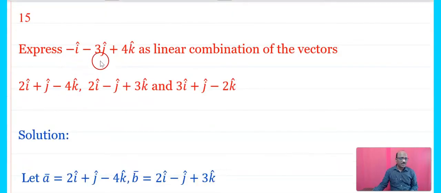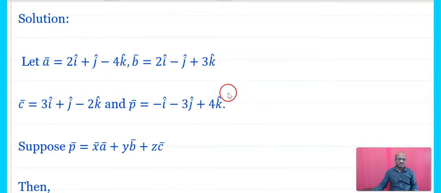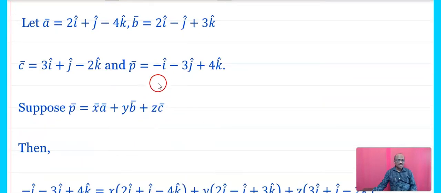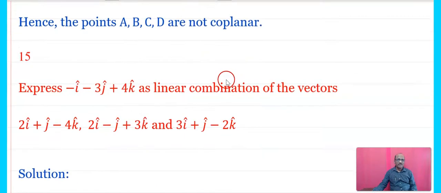Express minus I cap minus 3J cap plus 4K cap as a linear combination of the vectors 2I cap plus J cap minus 4K cap, 2I cap minus J cap plus 3K cap, and 3I cap plus J cap minus 2K cap. Here A bar is equal to 2I cap plus J cap minus 4K cap. B bar is equal to 2I cap minus J cap plus 3K cap. C bar is equal to 3I cap plus J cap minus 2K cap. And P bar is equal to minus I cap minus 3J cap plus 4K cap.